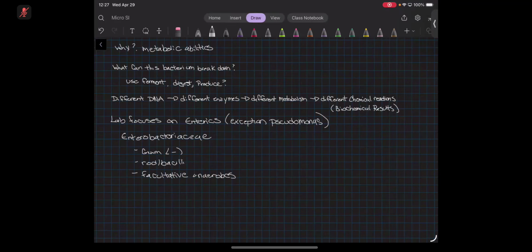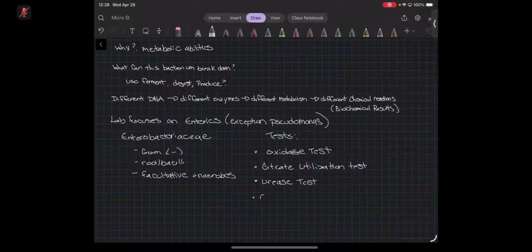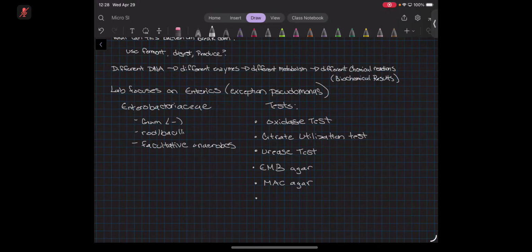So the tests we're going to focus on are the oxidase test, the citrate utilization test, the urease test, EMB agar, MAC agar, the SIM, and fermentation.